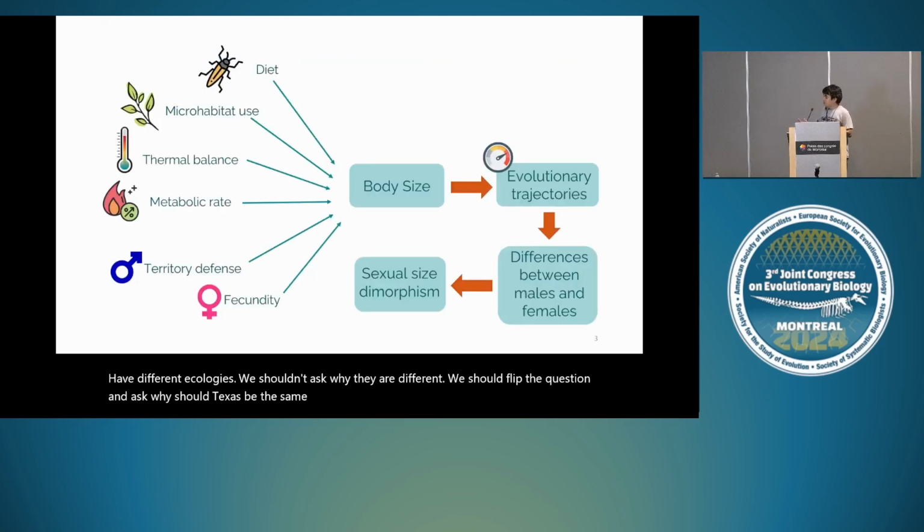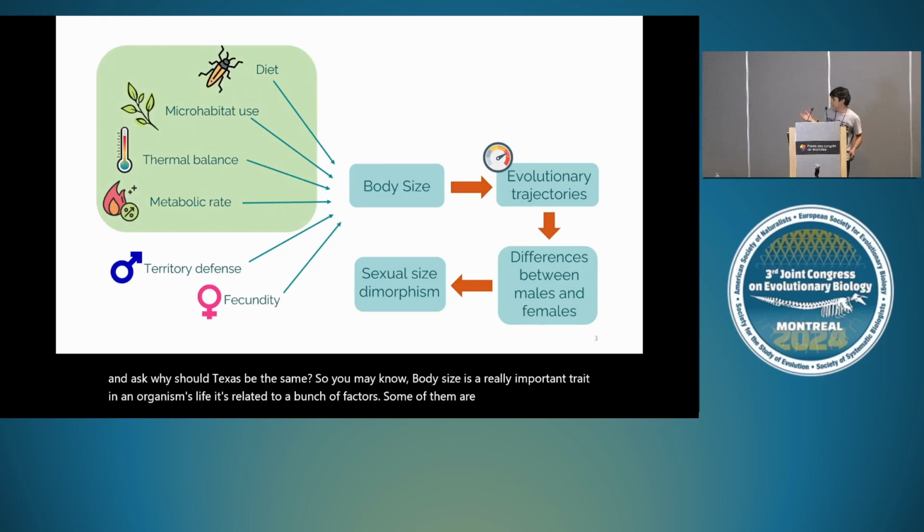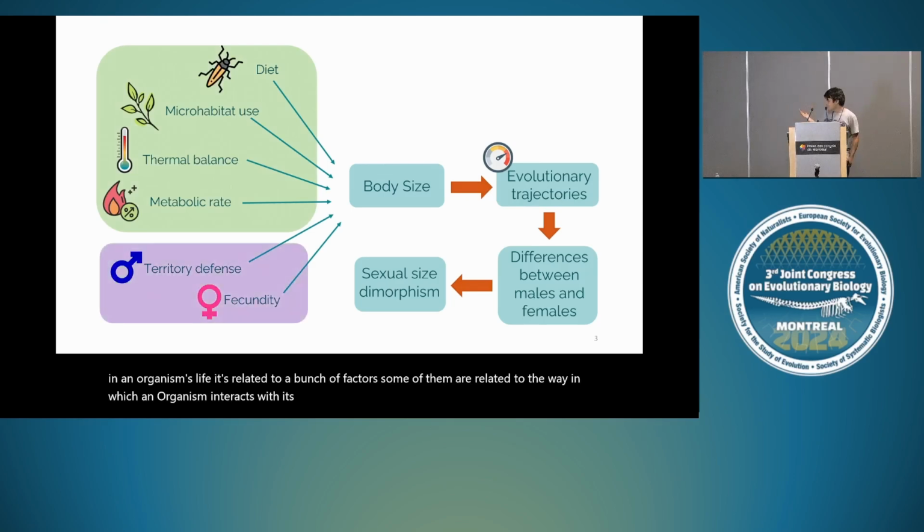So, as you may know, body size is a really important trait in an organism's life. It's related to a bunch of factors. Some of them are related to the way in which an organism interacts with its environment, and some others are related to the way in which an organism contributes to its species' reproductive success. So jointly, all of these factors can alter the evolutionary trajectories of the trait, meaning the way in which a trait changes through time.